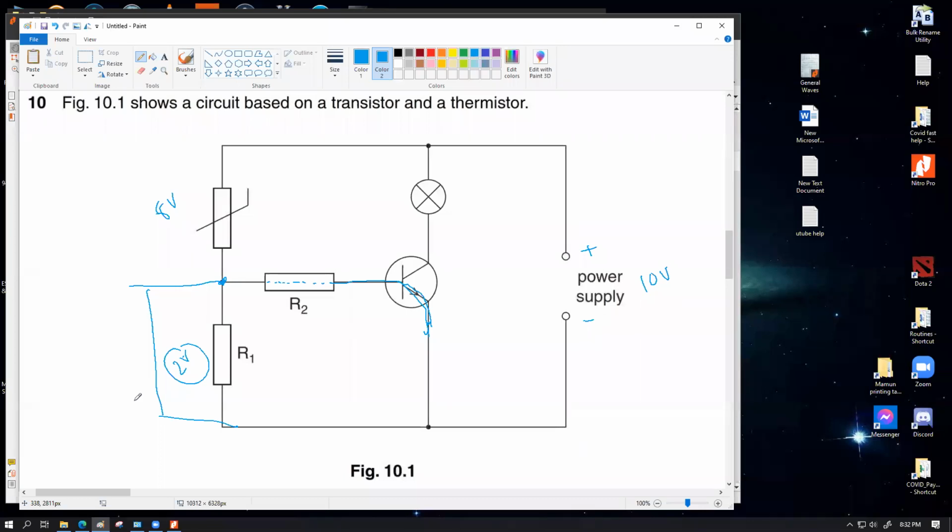This will give us a very small current flowing through this pathway because the available voltage is only 2 volt, because the thermistor has eaten up most of the voltage. What I wanted to see is that current is going to try to flow in this pathway.